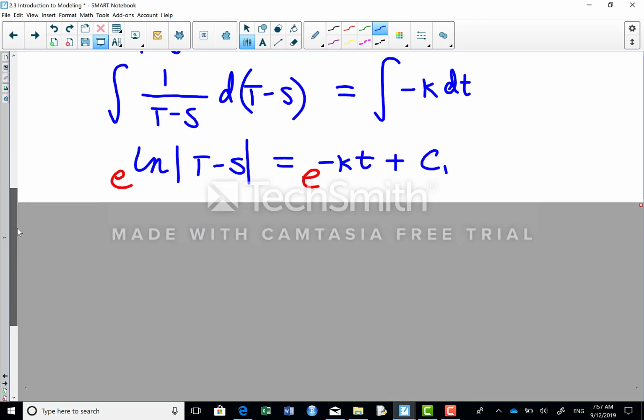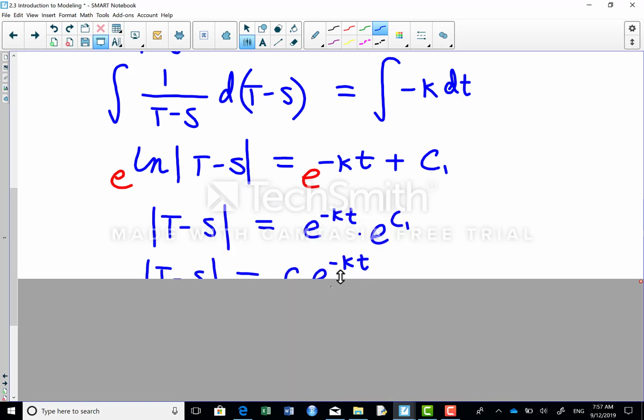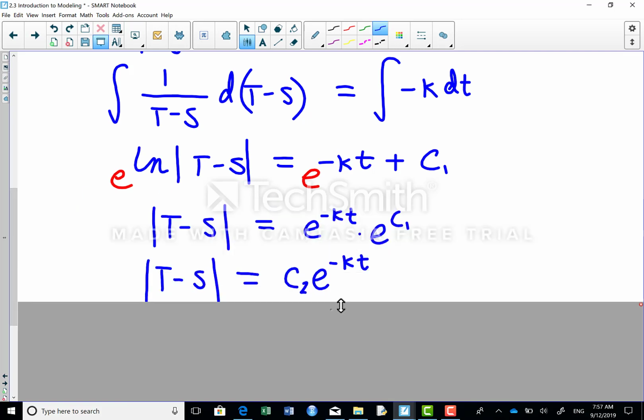Notice here the absolute value is very important because the temperature difference between the object and the surrounding could be positive or negative. And we take the exponential on both sides to get rid of the natural logarithm. So the left-hand side is the absolute value of T minus S equals the other side, e to the power negative kt times e to the power c1.